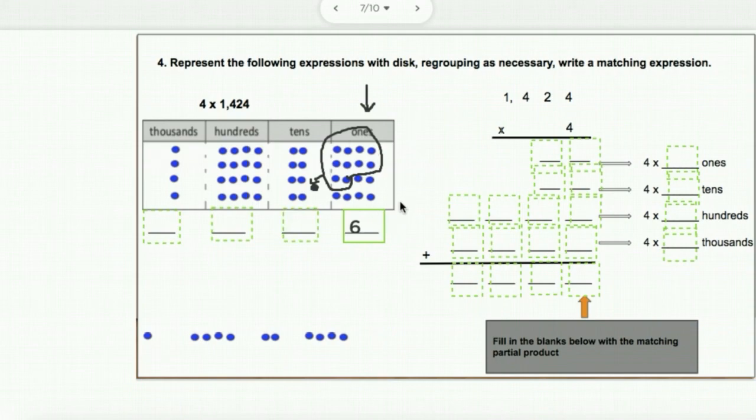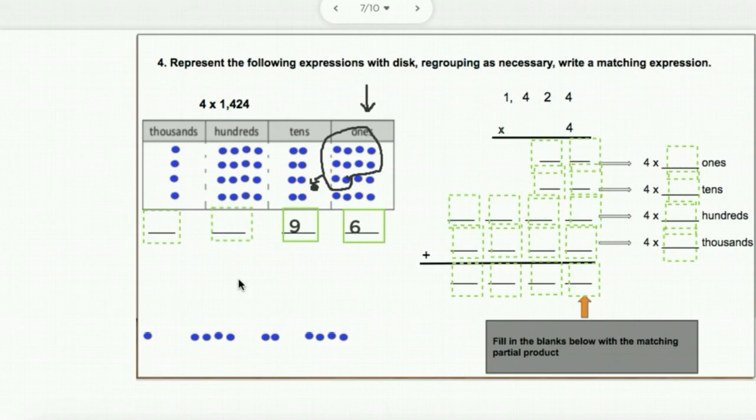Remember, 10 makes a bundle, I know for sure. Draw my arrow and draw one more. That is why I have another disc. I drew another disc in my tens place because I brought over my 10 ones and I made 1 ten. So now, how many tens do I have? Good, 9. Is that enough to bundle? Nope, not enough to bundle. So I'm just going to place a 9 underneath my tens place.